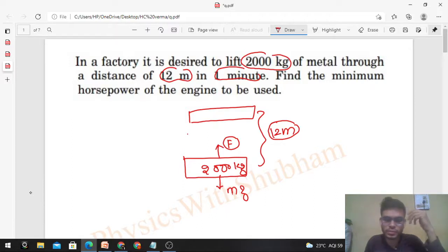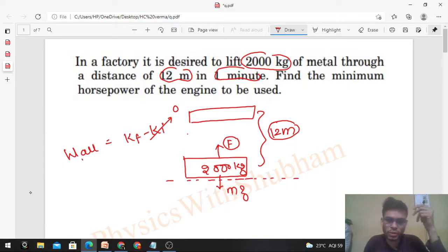So if we use work energy theorem, it says work done by all the forces is equal to change in kinetic energy, final minus initial. So initial kinetic energy of the metal will of course be 0 because you have to lift it. So initially it was at rest. So what is the work done by all the forces? Work done by capital F plus work done by mg, that is equal to your final kinetic energy.